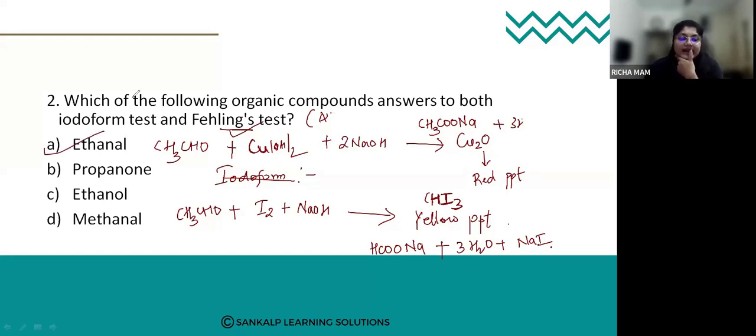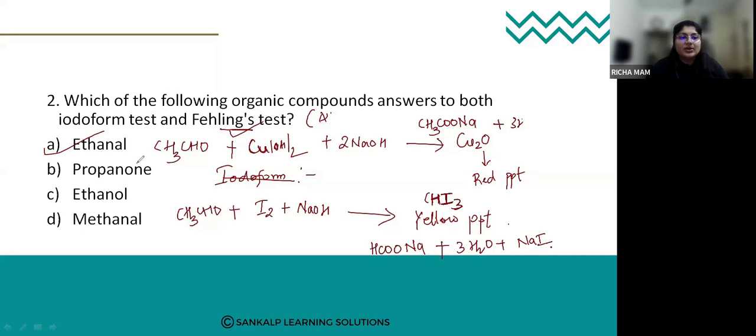Acetaldehyde is also called ethanal. Yes, Baby has answered, Yuva has answered, Amulya has answered, Lubna has answered. Very good. Many have answered A, and yes, A is the correct answer.